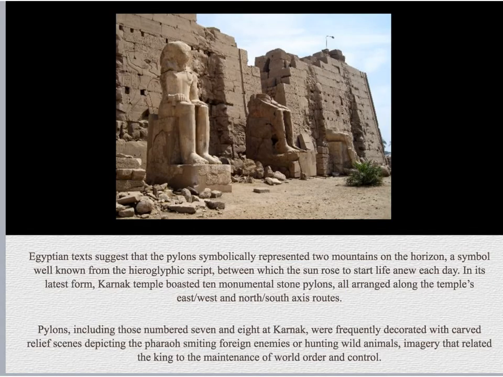And a lot of the pylons were also decorated with relief sculpture. It's kind of hard to see, but if you look behind this main statue, you can see that there's carvings on the pylons. So they were carved with the pharaohs defeating their enemies, or the pharaohs hunting, or all kinds of imagery that promoted the power of the pharaohs or was related to Amun-Re.